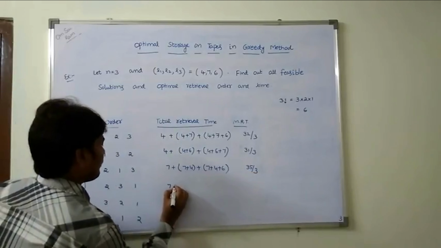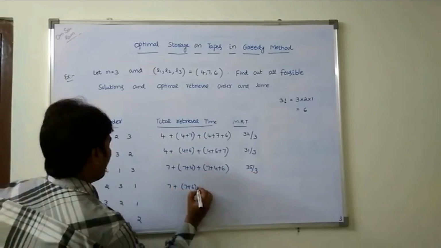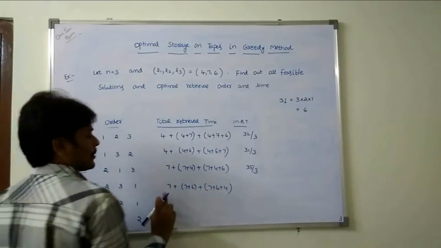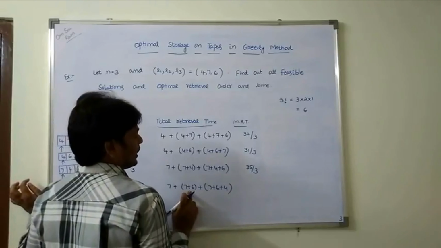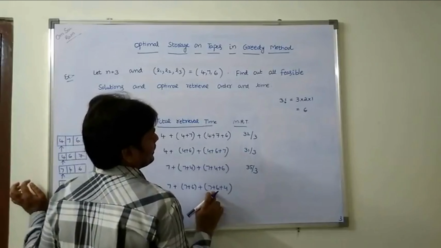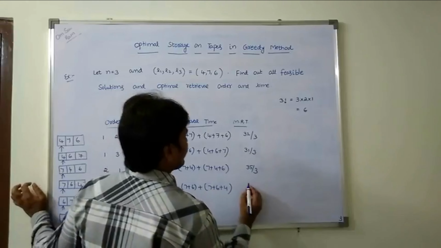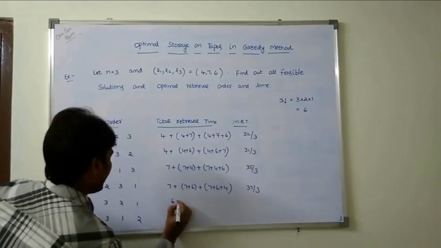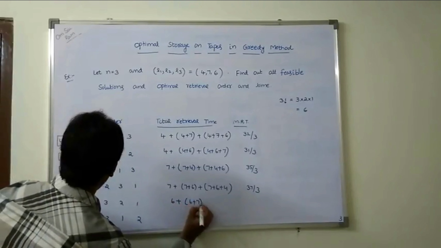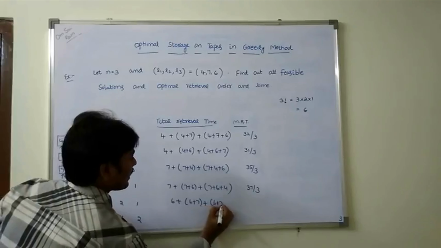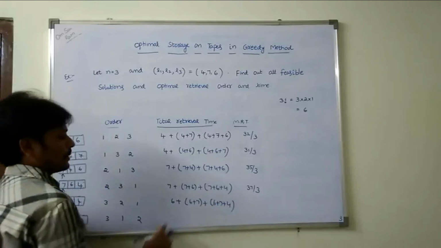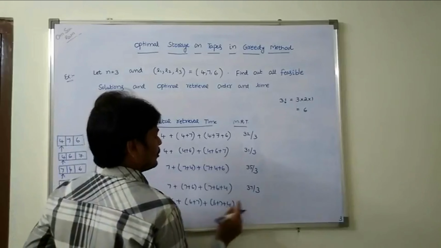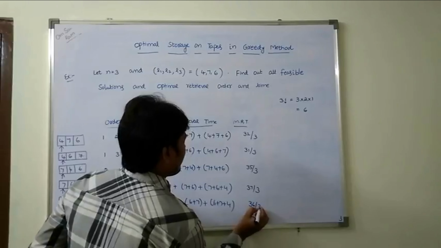Next, 7 plus 6, plus 7 plus 6 plus 4. So 7 plus 13, 20, 20 plus 13, 33, 33 plus 4, that is 37 by 3. Next, 6 plus 7, plus 6 plus 7 plus 4. So that is 13 plus 6, 19, 25, 32, 36 by 3.